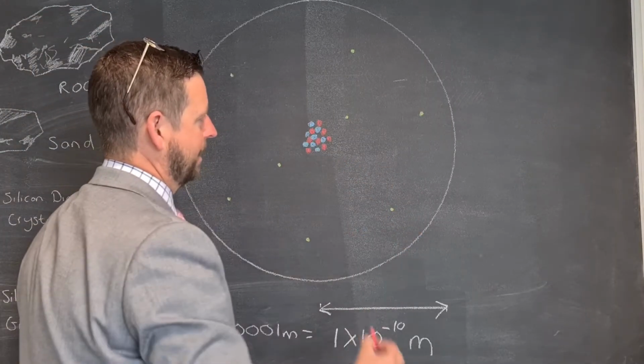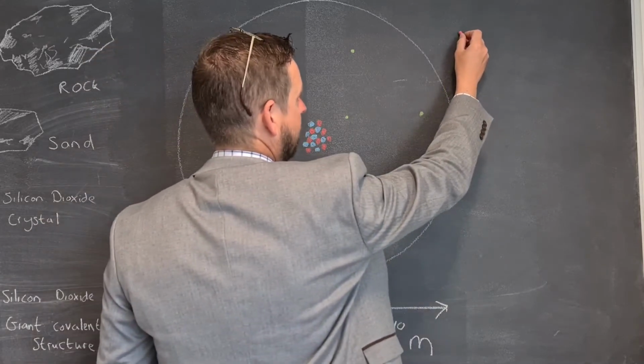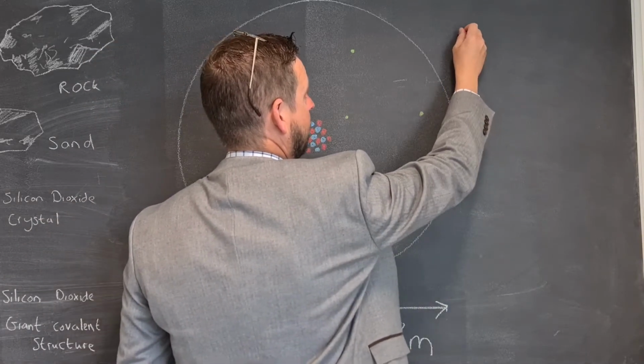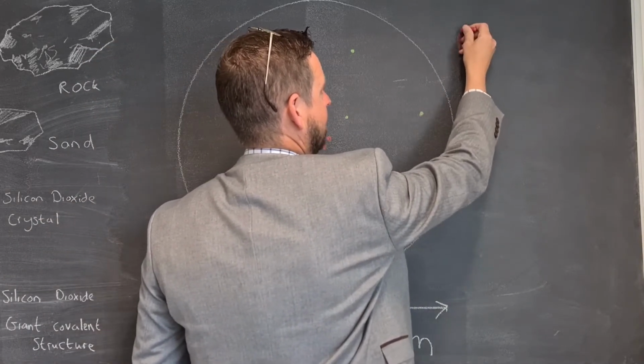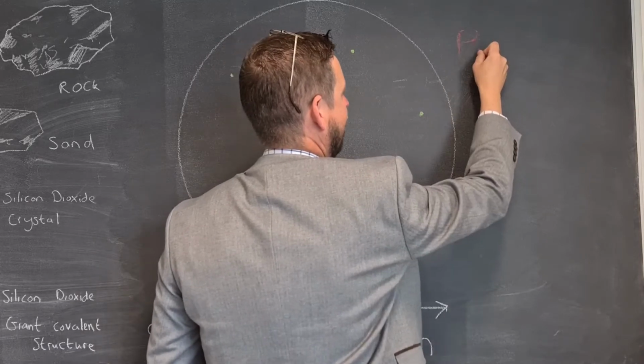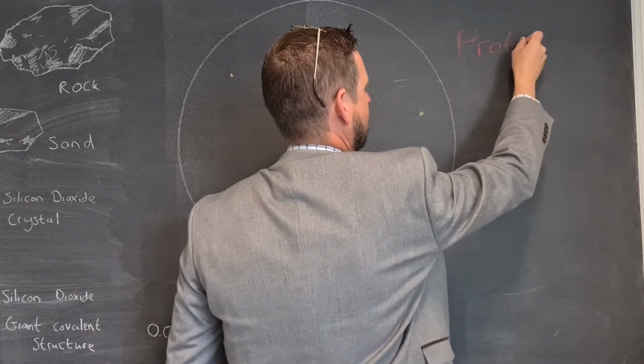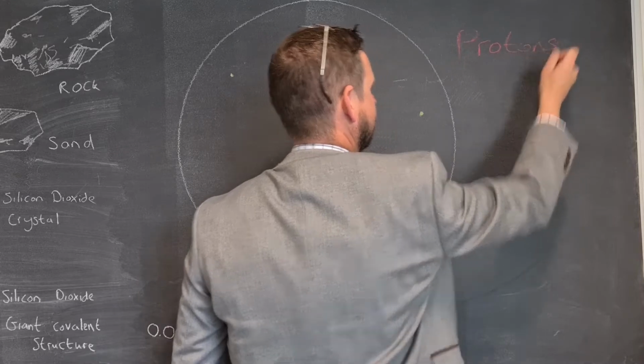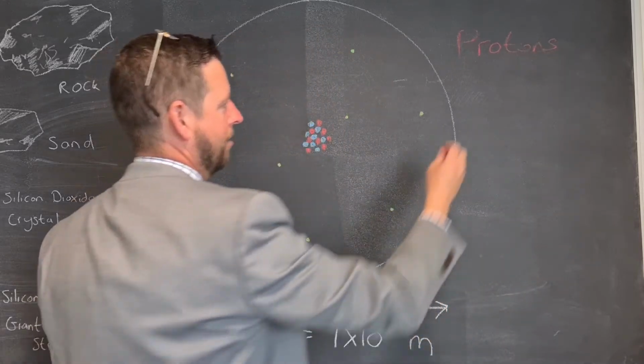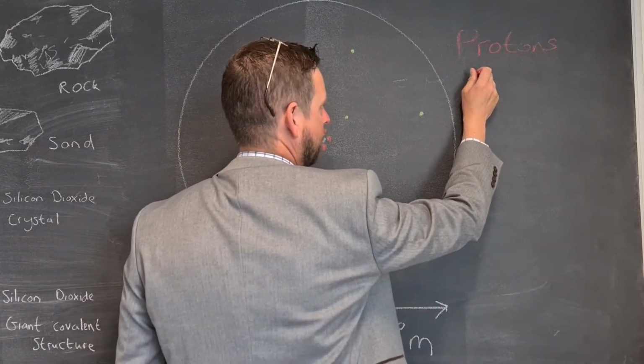Now we need to name these things. The first ones I want to name are the red subatomic particles, and they are called protons. Protons carry a positive charge.